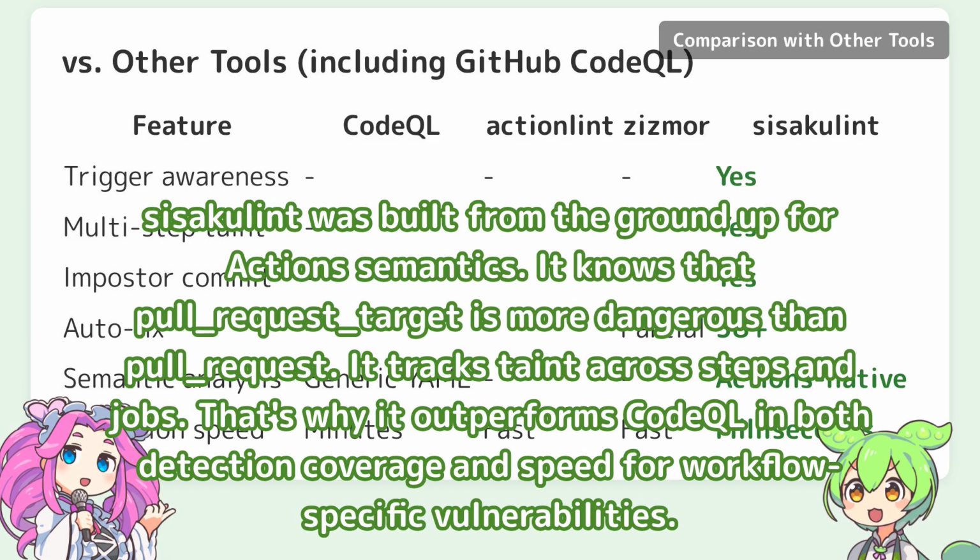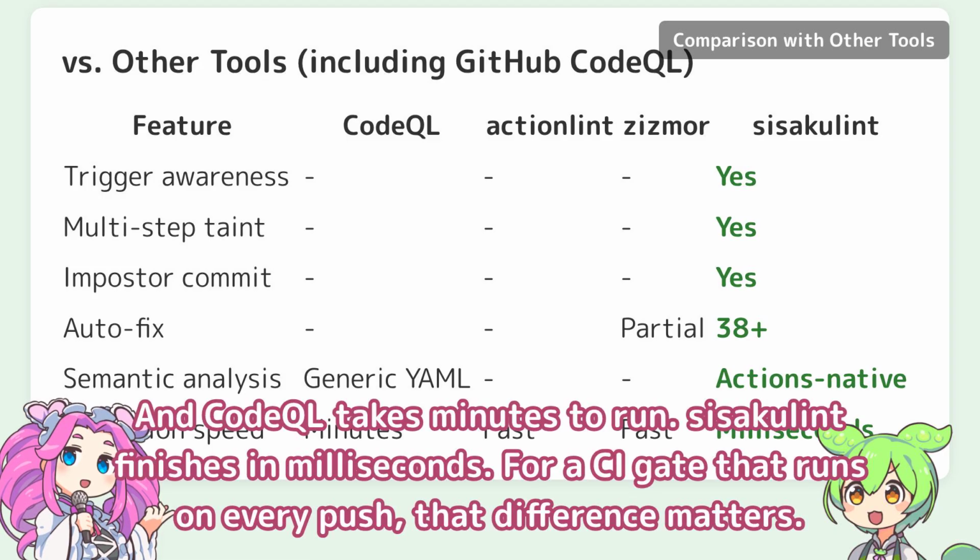Sisakulint was built from the ground up for actions semantics. It knows that pull_request_target is more dangerous than pull_request. It tracks taint across steps and jobs. That's why it outperforms CodeQL in both detection coverage and speed for workflow-specific vulnerabilities. And CodeQL takes minutes to run. Sisakulint finishes in milliseconds. For a CI gate that runs on every push, that difference matters.